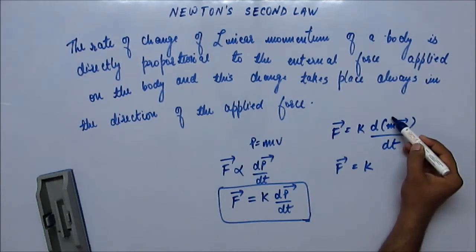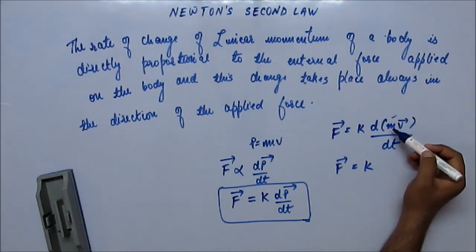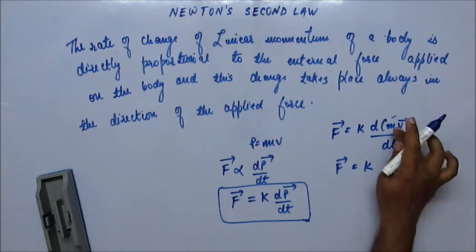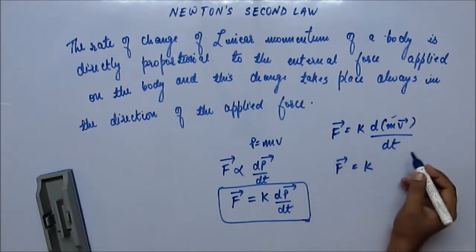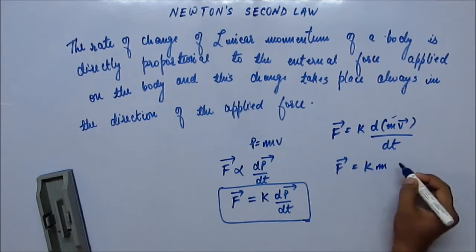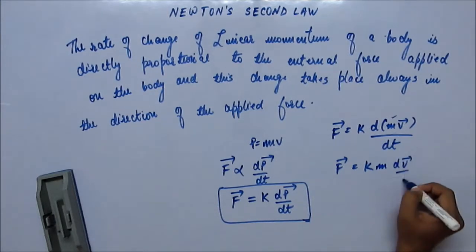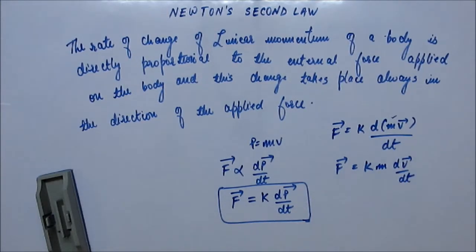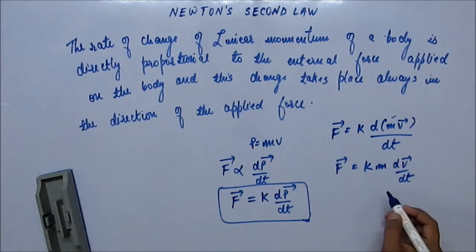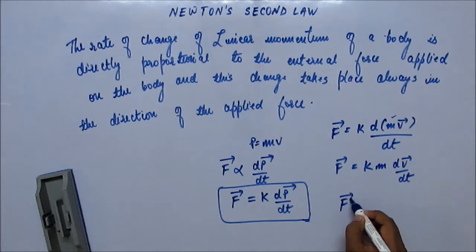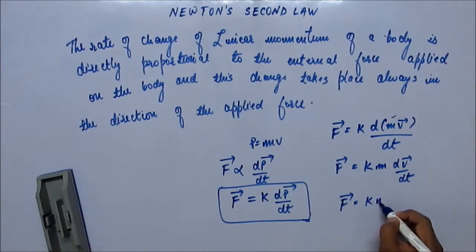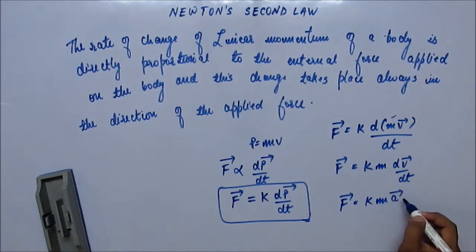Now if mass is constant, and that would be the case in most cases, mass remains constant during the motion, then this mass can be brought out of the differentiation, and what remains is just dv by dt. And what is dv by dt? It is the rate of change of velocity, and that is termed acceleration. So the force vector would come out as k into m into a vector.